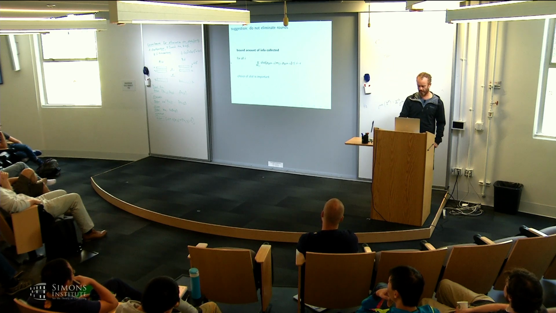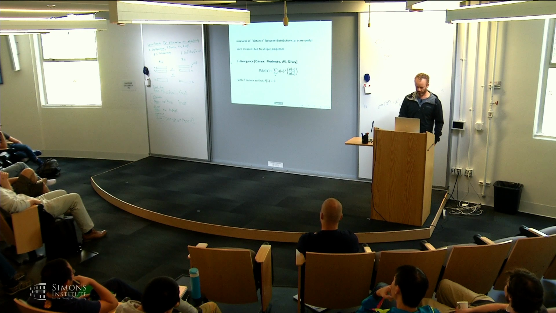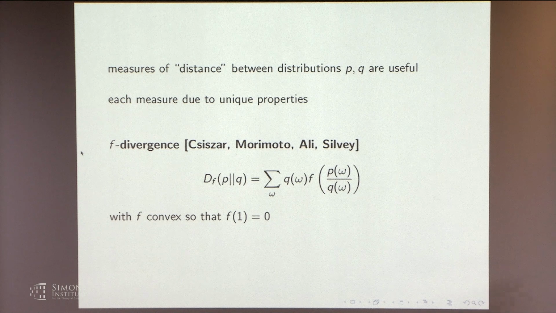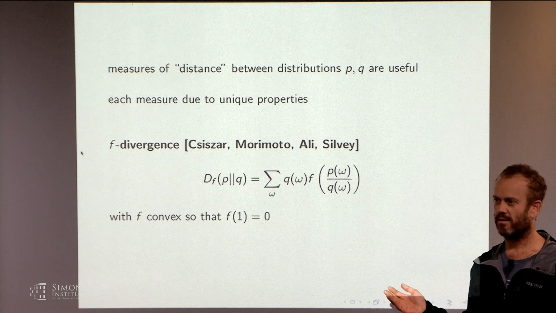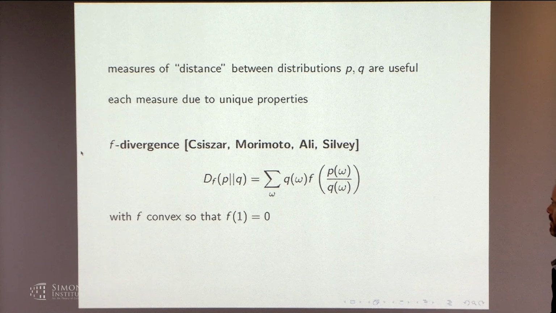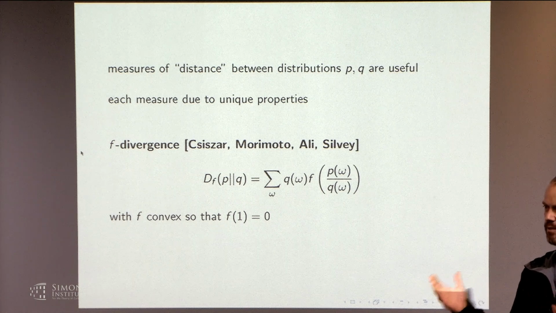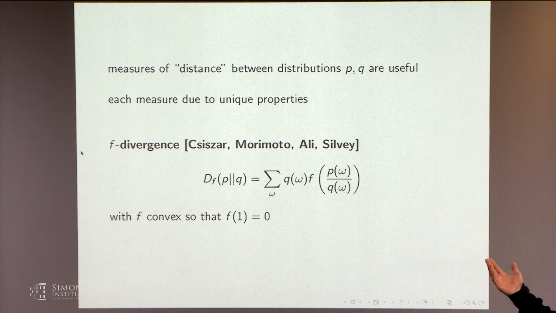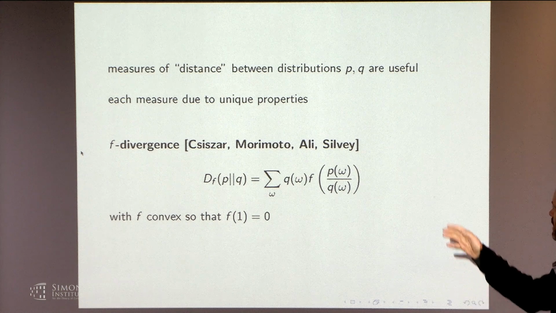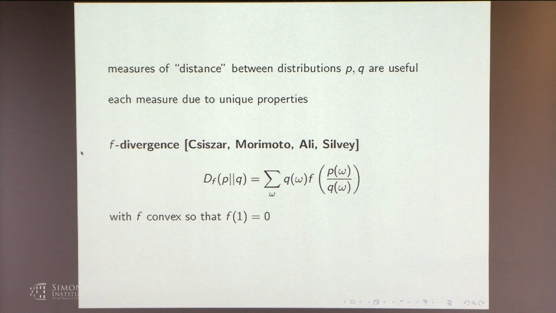And now I want to talk about distances. There are many ways to measure distances, and maybe a very big family of distances are called divergences. So these are the people related to this definition.